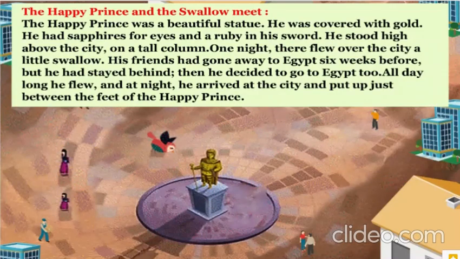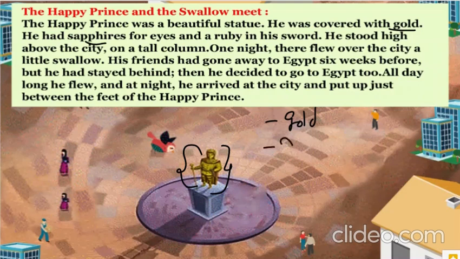So the story starts with the Happy Prince. Okay, who is the Happy Prince? Is he a person? Yeah, he was a person, but now he is dead. And the Happy Prince which we're talking about right now is a statue. It is a beautiful statue. What is it made up of? The entire statue is made up of gold. It is covered with gold.